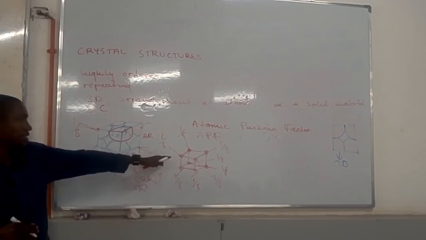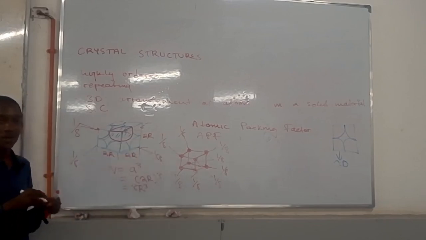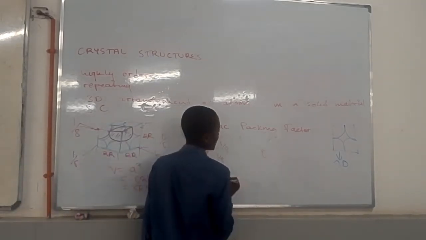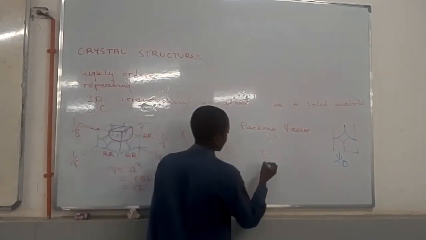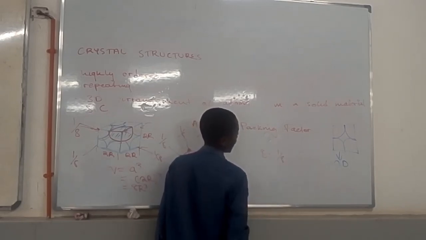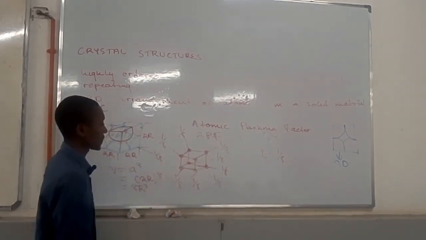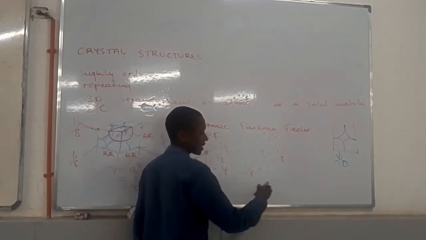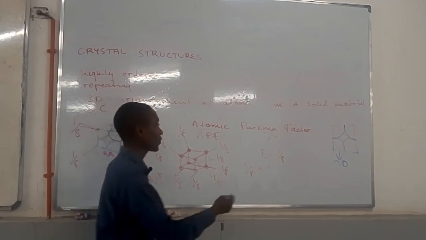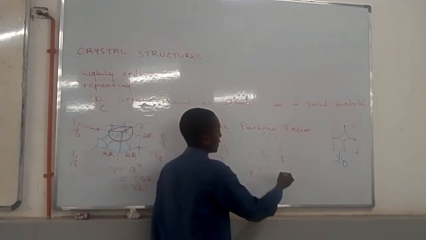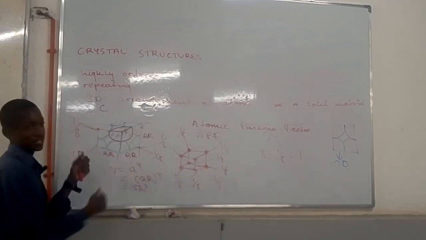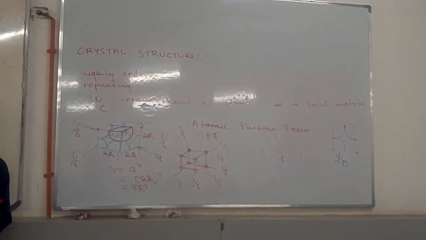So how many are these corner atoms? The corner atoms are 8. And we are saying that they are not complete atoms. They are 1 over 8. So if we were to add them, we say 1 over 8 plus 1 over 8, 8 times. The answer that we get is 1. So you can just simply say 8 times 1 over 8 to give you 1. So that means that this box just has 1 atom. If we were to add them, are we together?